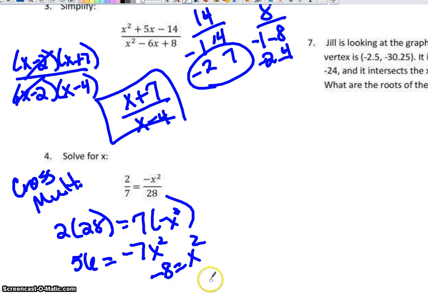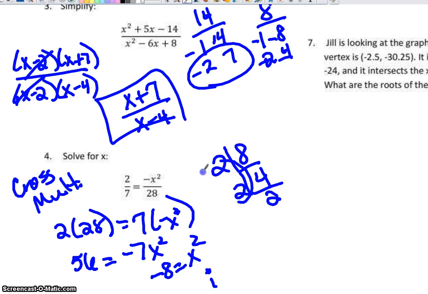So it's negative. You know you're going to have an i. You need to factor out your 8. It'll divide by 2. Divide by 2. So you're going to pull a 2 out and a 2 stays. So it becomes plus or minus 2i square root of 2 is equal to x.